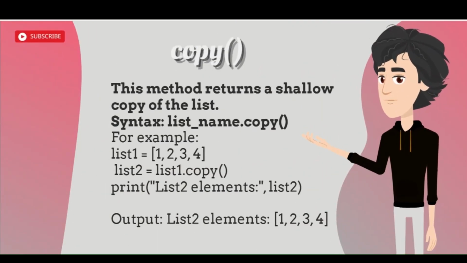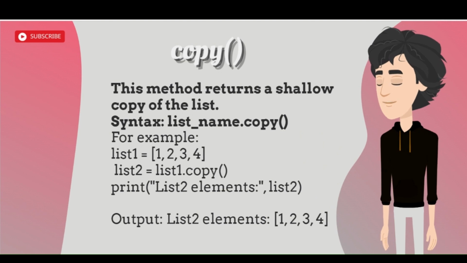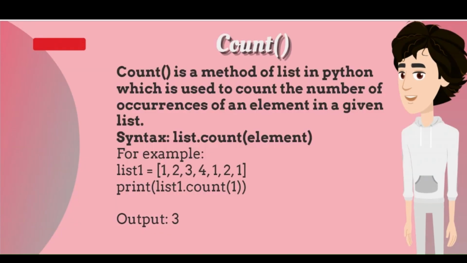Copy. This method returns a shallow copy of the list. Syntax, list_name.copy(). For example, list1 equals 1, 2, 3, 4, list2 equals list1.copy(). Print list2 elements, list2. Output, list2 elements, 1, 2, 3, 4.